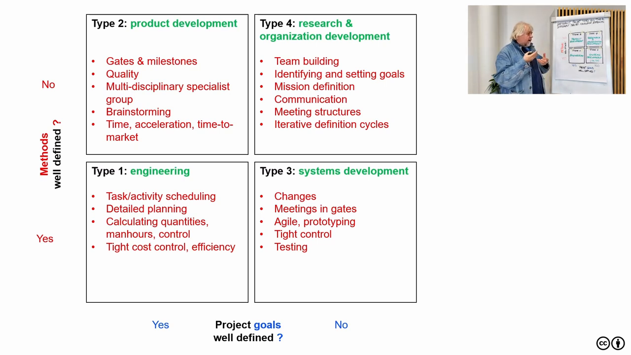Okay, and then type 3, systems development or IT, there are agile methods, prototyping, change management that probably comes from customers, who continuously improve the project by providing their suggestions for changes. And then of course type 1, the traditional engineering type of project of building construction or bridge construction or something like that. So there is task activity scheduling, detail planning, calculating the quantities and tight control and so on. Okay, now when you look at this slide, you can see that there is a rich number of project management methods in each of these four areas, if we accept that these are project management approaches or methods.